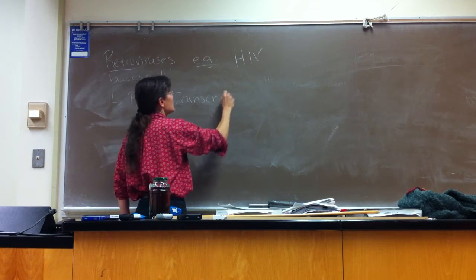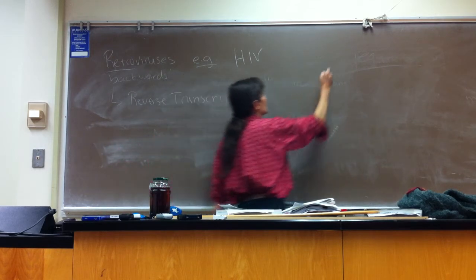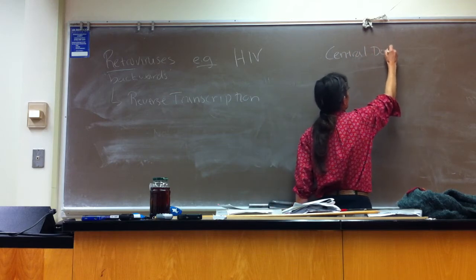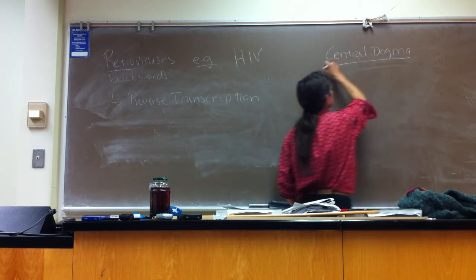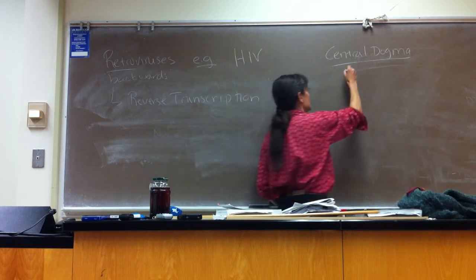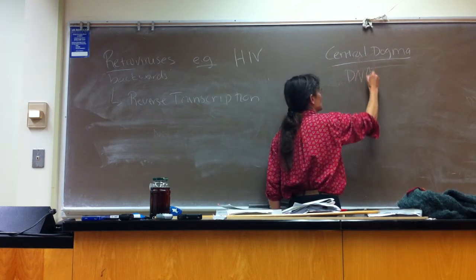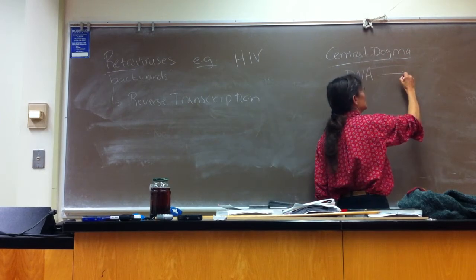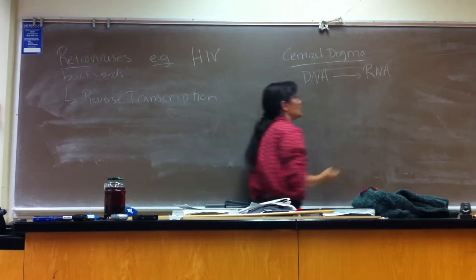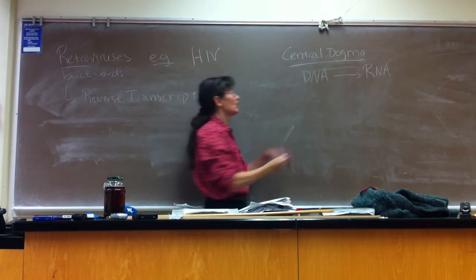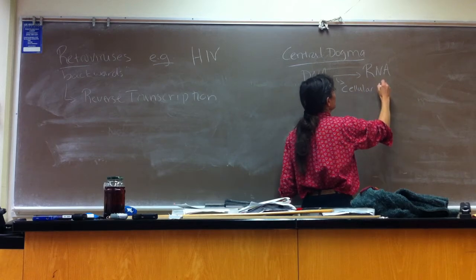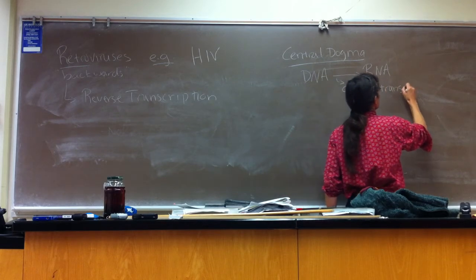To understand this, you might remember that in the central dogma of information flow in cells, developed by Francis Crick, DNA will act as a template or a guide for synthesis of what? RNA, right? That's how information flow occurs in cells. And that process, we'll call it cellular transcription, because it occurs in cells.